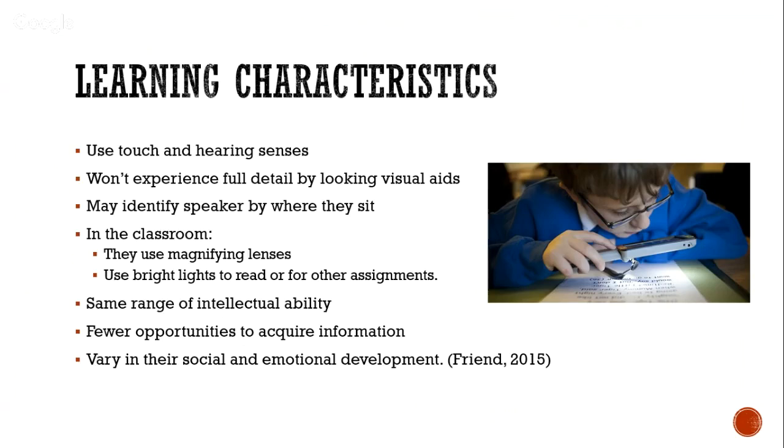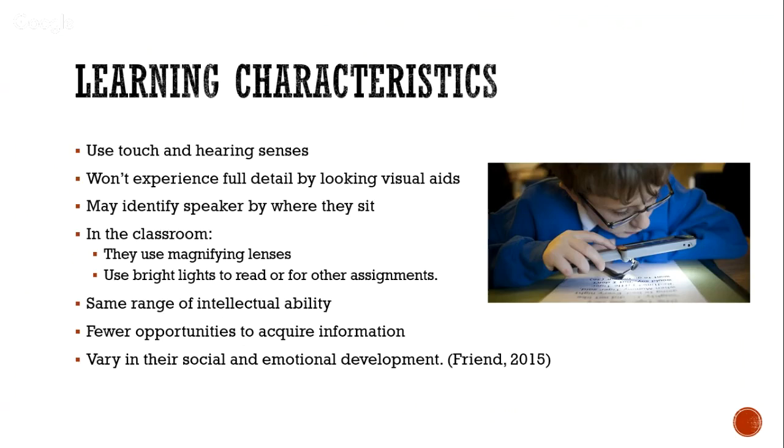They may identify speakers by where they sit, so if people are moving around the classroom, it might be hard for them to follow because they can't see them as well. Additionally, in the classroom, they might use magnifying glasses or bright lights to read other assignments. They have the same range of intellectual ability, which is important to remember, but there's fewer opportunities for them to acquire information because they have a whole sense that is impaired.